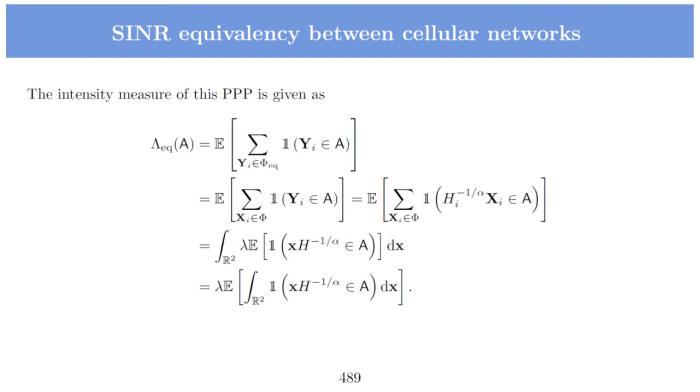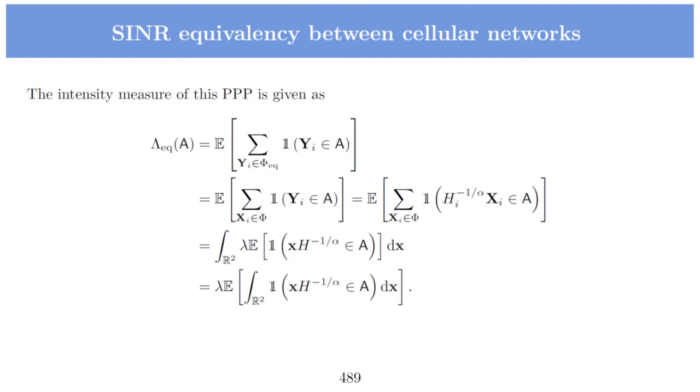So let's take this. Suppose the density, or the expectation measure, of the new PPP is lambda equivalent. Then lambda equivalent of A denotes the number of points of this new PPP in set A. So this is nothing but the expectation of the summation of the indicator of all yi belonging to A. This expectation is with respect to the new PPP.